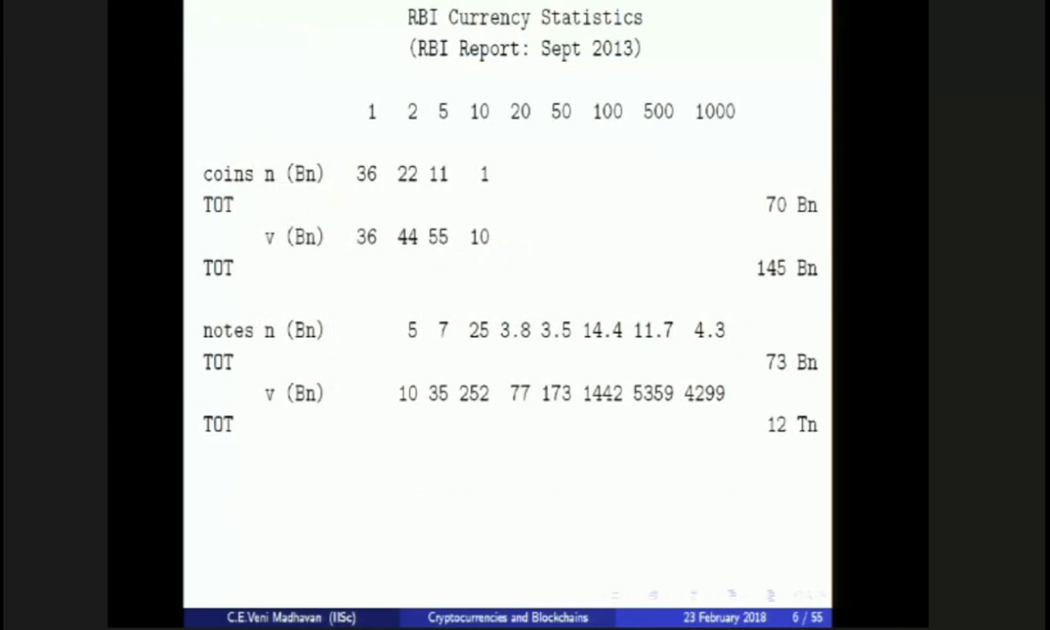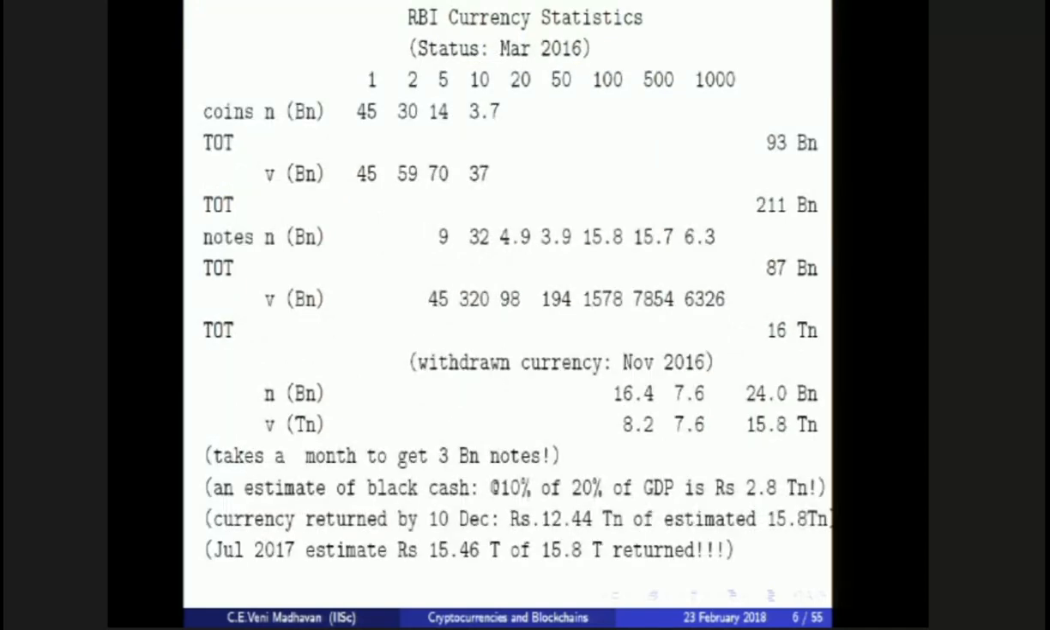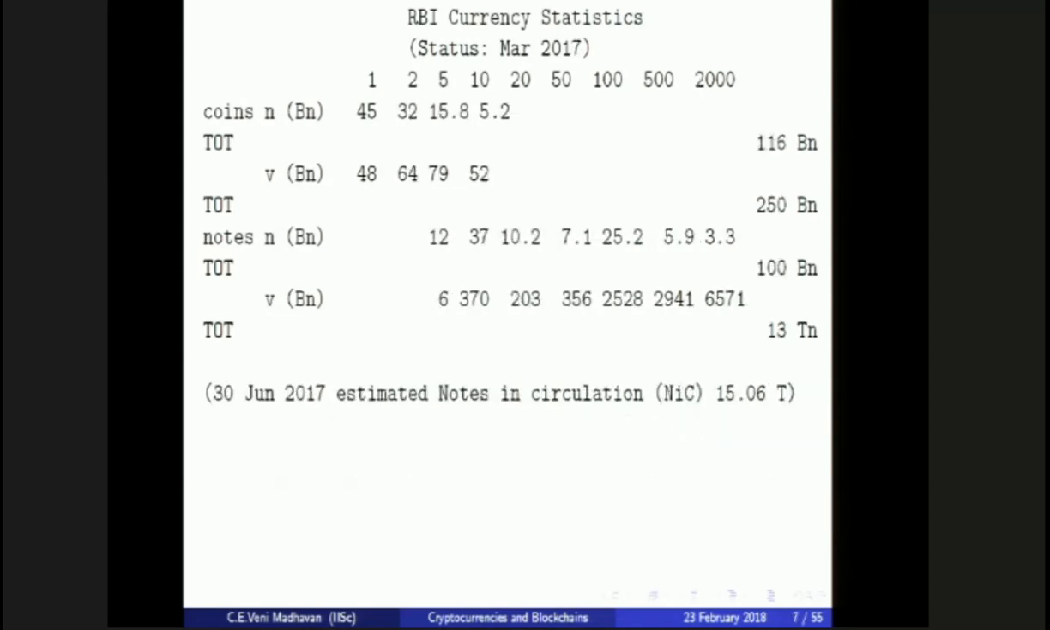What happened? So 15.5 return in July last, and then off the 15.8. So this I predicted as a joke that it's a total embarrassment for anybody who attempted this kind of action.